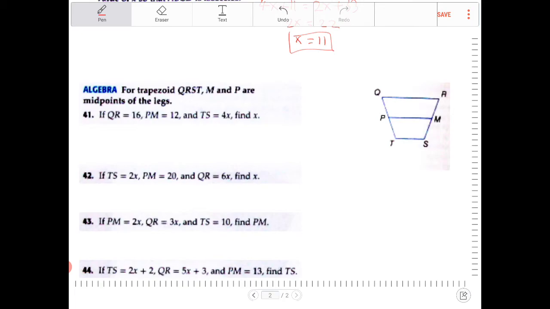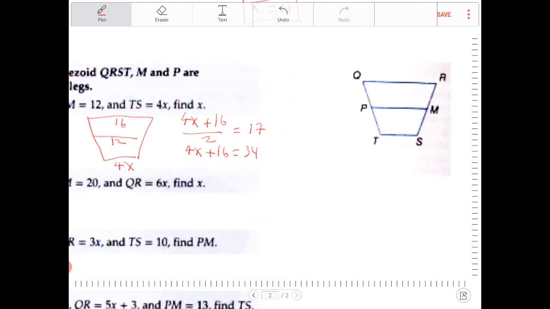This is a trapezoid, and this is not an isosceles trapezoid. So QR is equal to 16. PM is 12. TS is 4x. Find x. So 4x plus 16 divided by 2 is equal to 17. Multiply both sides by 2. 4x plus 16 is equal to 34. Subtract 16. 4x is equal to 18. Divide by 4. X is equal to 9 halves.